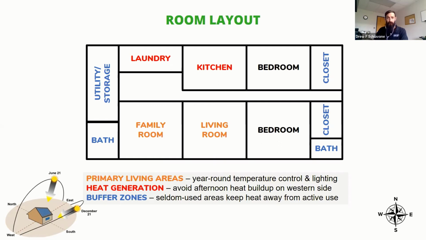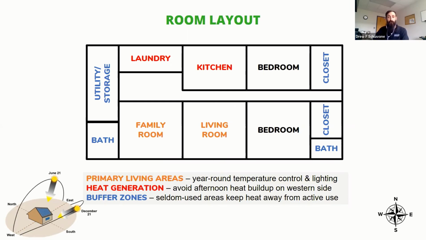Heat generating areas like the kitchen. The kitchen has a stove in it, the laundry room has a dryer. Those are generating heat. And so you typically want to have those on the north side of the building. As those machines are operating in the laundry and kitchen, it's on the north side of the house, so you're not going to have that heat building up unevenly. You're going to have it on the north, and the north never gets any sunlight. So you're going to have a little bit of balance there.